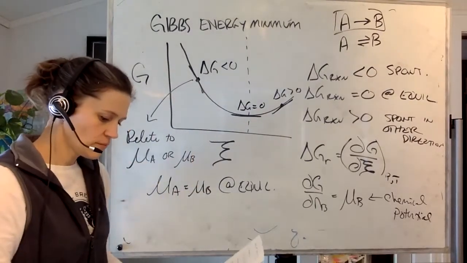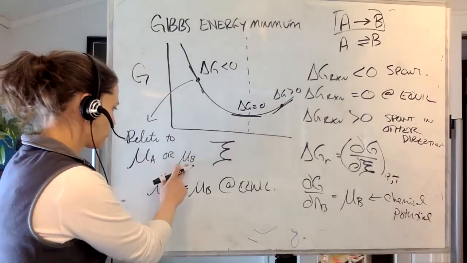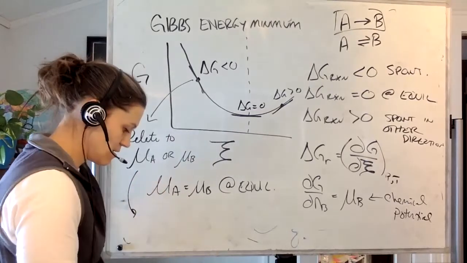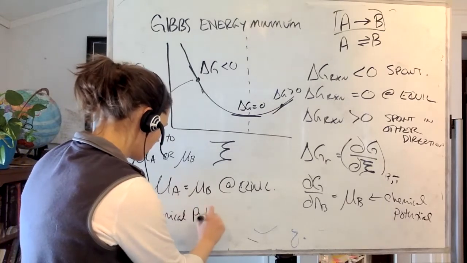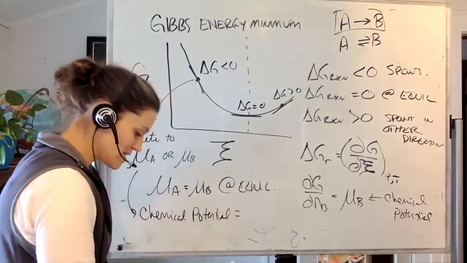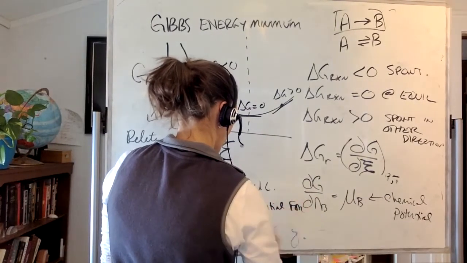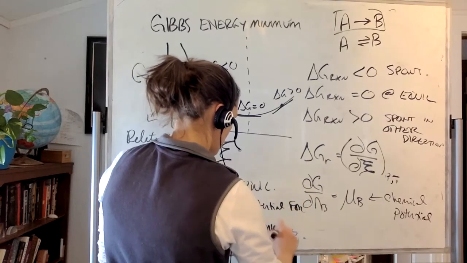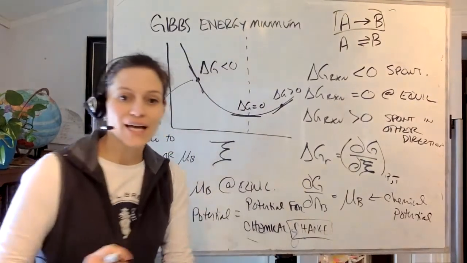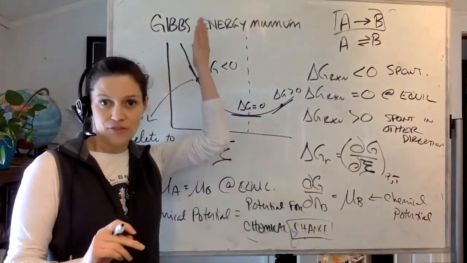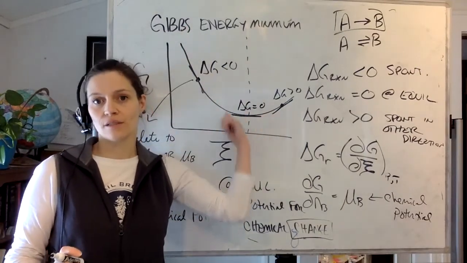Cool. Okay. So we define then the chemical potential of A and B. Let's define it. The chemical potential is the potential for chemical change. The likelihood that we can change the system, and that likelihood of change decreases as we get to equilibrium.